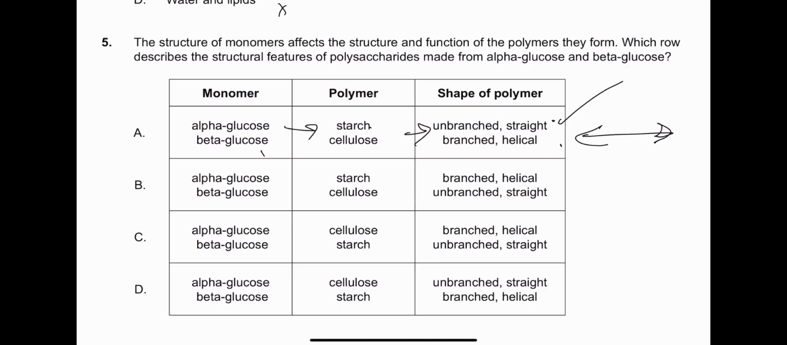Okay, so D and C have swapped them the other way around, so we know these two are wrong. And B gives us alpha glucose starch, beta glucose cellulose. Starch is branched, helical. Cellulose is unbranched, straight. So we know that B is correct.